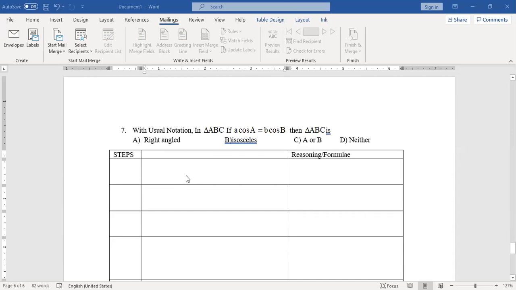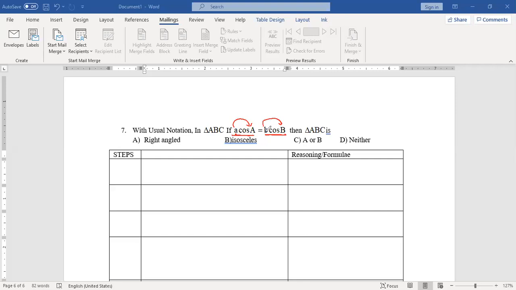With usual notation in triangle ABC, A cos A equals B cos B. It is given to you. A cos A equal to B cos B. Both are the same, so we cannot apply the projection rule. You need to say whether this triangle is right angled, isosceles, or both, or neither of them. Very simple and short question.